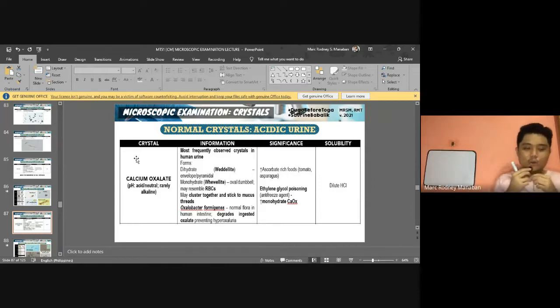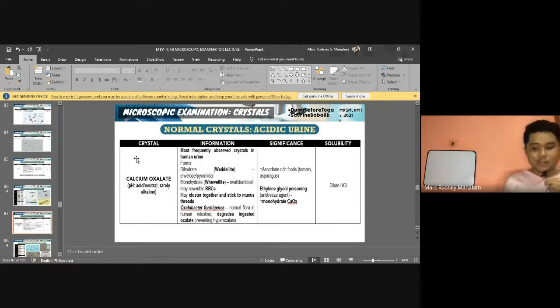So what's the significance? Usually none, but it can be increased when we eat ascorbate-rich foods such as tomato, asparagus, and drinks such as coffee, tea, chocolate. Because ascorbate, once metabolized, its breakdown product is oxalate. Aside from that, oxalic acid is found in coffee, tea, and chocolate. So, oxalic acid, ascorbate, their breakdown products are oxalate.